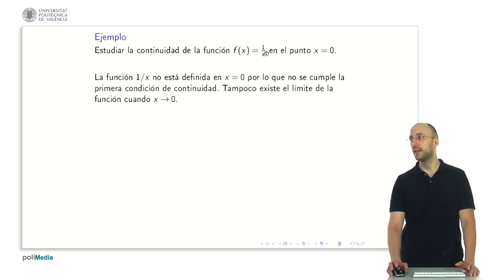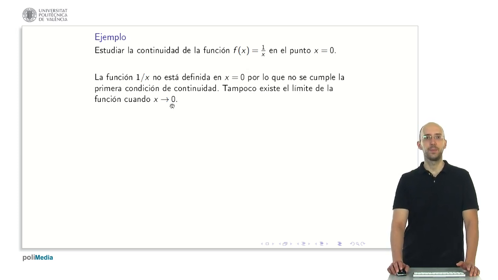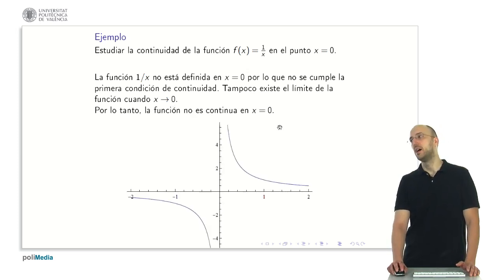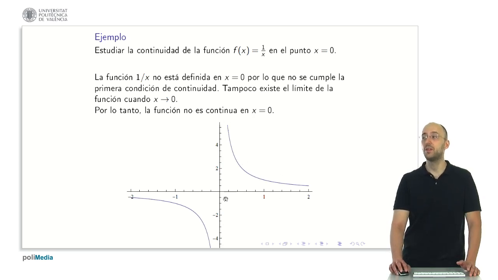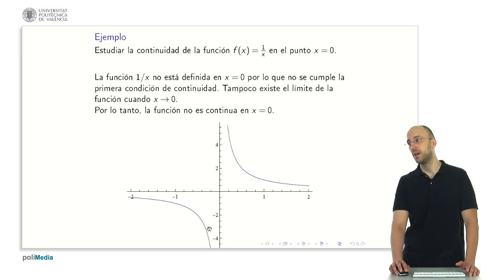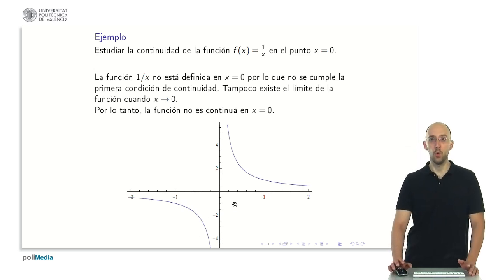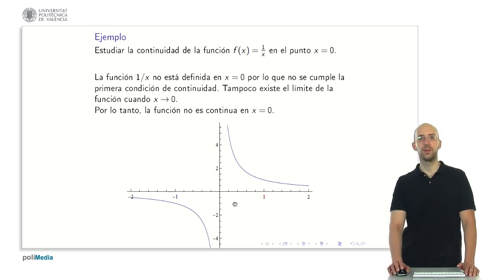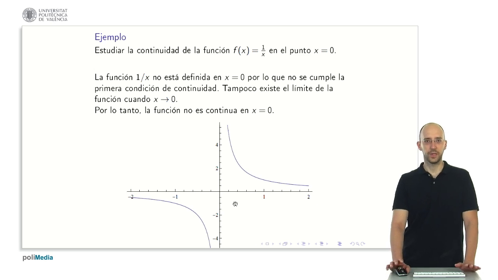Anyway, we could see that the limit of the function when x tends to 0 does not exist. In the graphical representation, as I approach 0 from the right, the function tends to positive infinity, and as I approach from the left, it tends to negative infinity. Therefore, this function is not continuous in point x equal to 0. Watch out, the function is continuous at any other point, but in the point 0, it is not continuous.